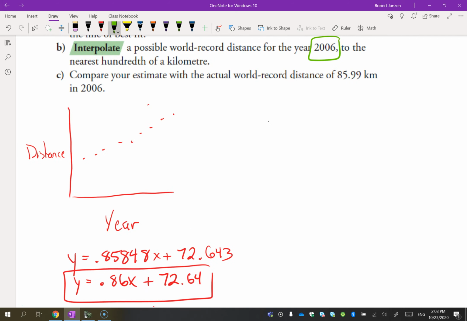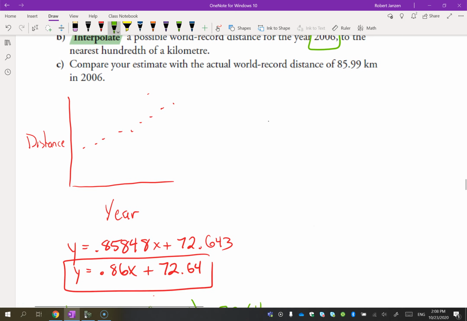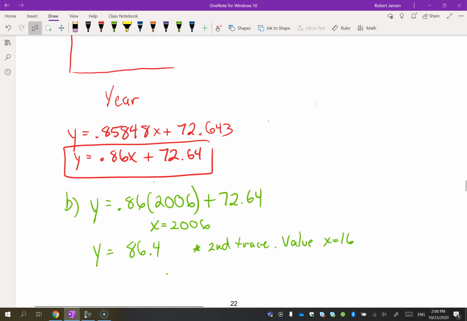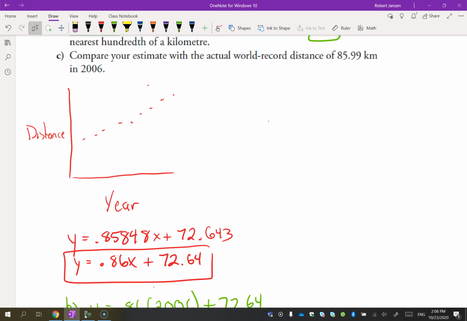Compare your estimate to the actual world record distance of 85.99. Well, we're a little bit off, but it's close.